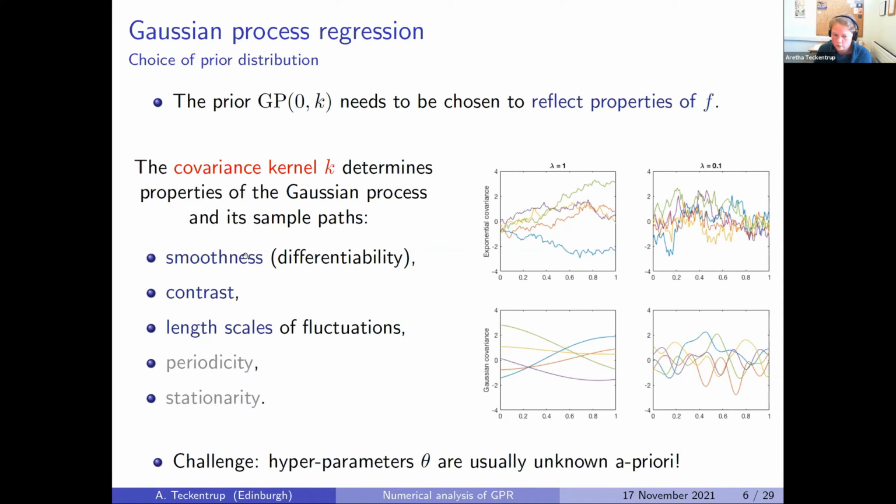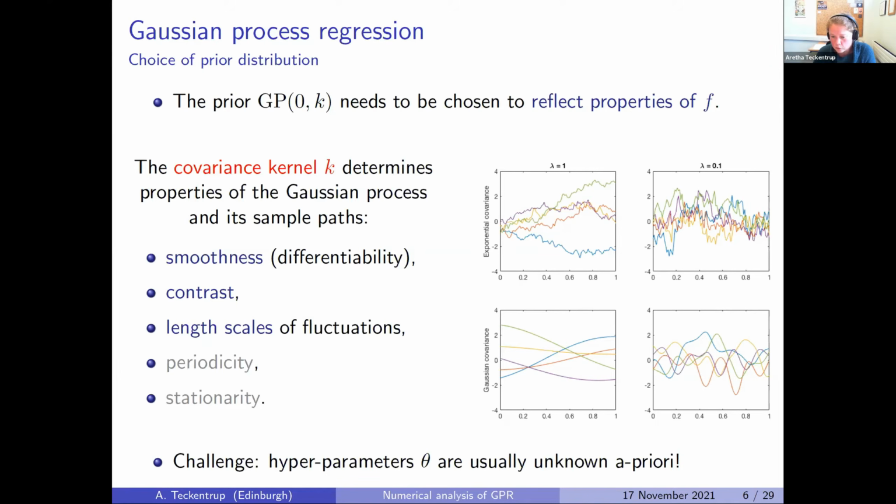So all of these things are tuned by hyperparameters in the covariance kernel, and you need to be able to choose them well if you want this method to work well, right? So you can imagine if you use a prior that gives you sample paths like this, but your true function really looks something like this, then that might not work very well. So if you want this method to work well, you would have to be able to choose these theta in a good way, but the problem is that you don't really know how to choose them, right?